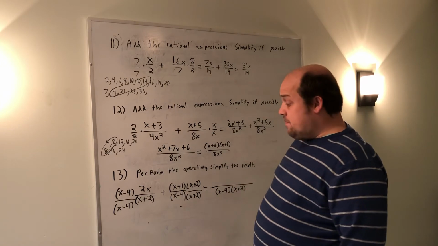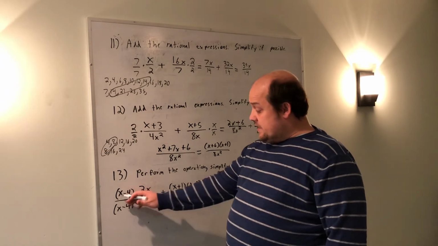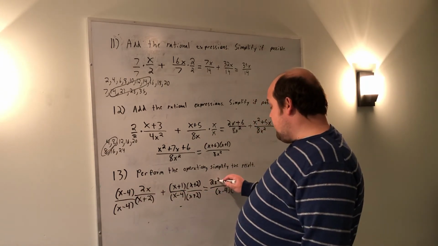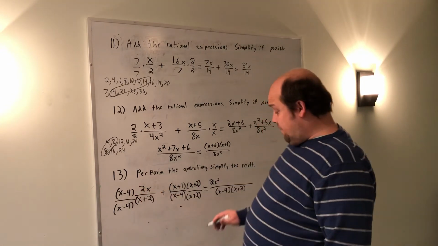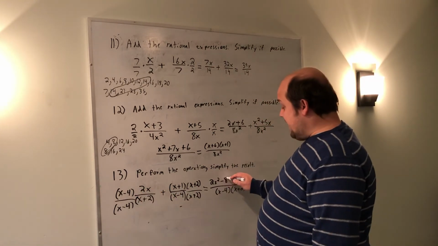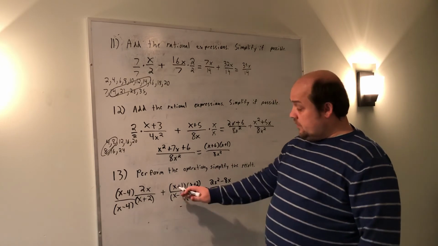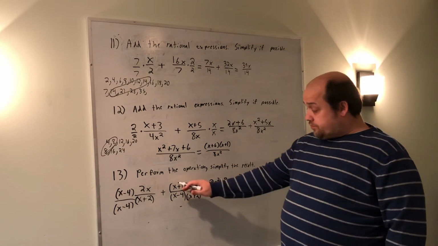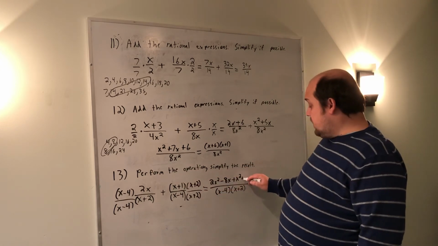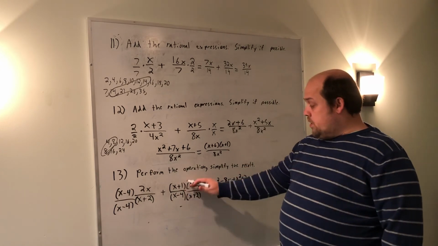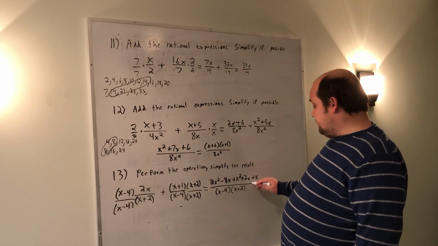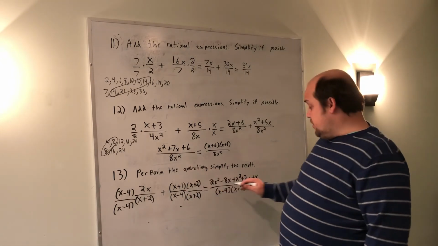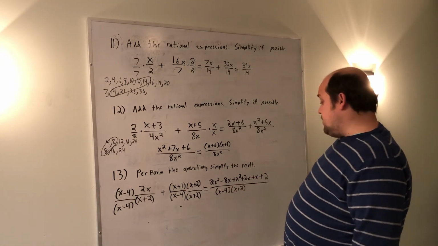But on top, I am going to multiply these out. 2x times x gives me 2x squared. 2x times negative 4 gives me negative 8x. x times x gives me x squared. x times 2 gives me 2x. 1 times x gives me x. And finally, 1 times 2 gives me 2.